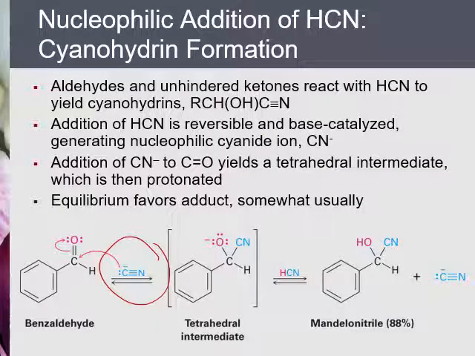Cyanide is a strong nucleophile that can also attack carbonyl compounds. The reaction follows a two-step mechanism. First step, nucleophilic addition forms an alkoxide, which is protonated in the second step. In this case, we can use hydrogen cyanide as the protonation source. And the product is an alcohol with a cyano group, called a cyanohydrin.